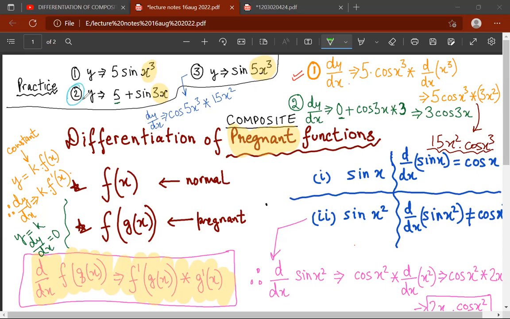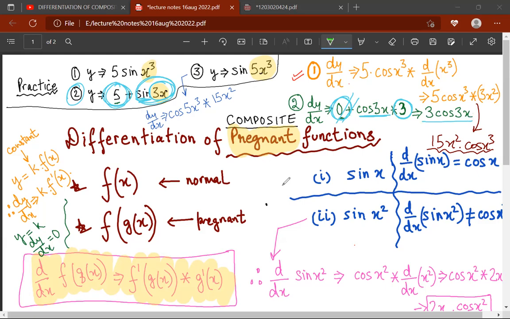So let's go to the second part. The second part is y is equal to 5 plus sin 3x. Again, this is the first function. The differential of the first function is written here as 0. This second function is the mama baby function. So first the differential of the mama function. Differential of the mama function is cos 3x multiplied by the differential of the baby function. Differential of the baby function is 3. So the 0 we will anyway ignore, and the final answer would be 3 cos 3x. Are we clear, Avantika?